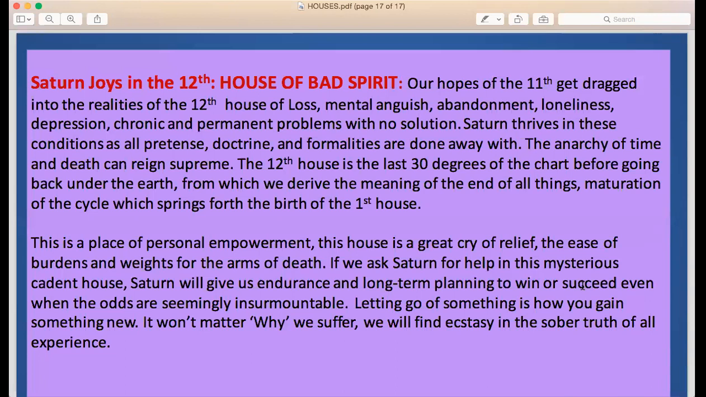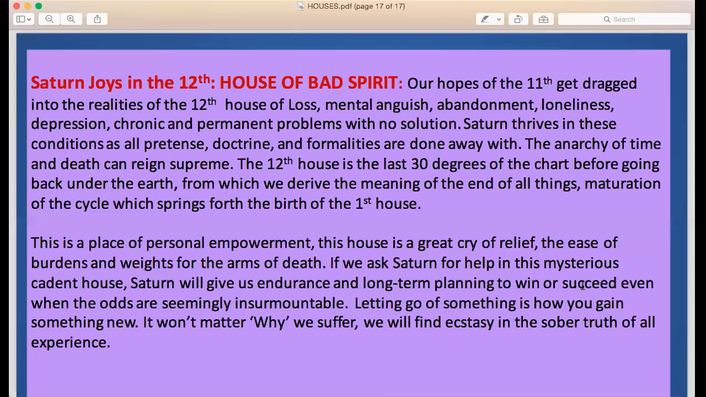It's like, I will be happy in any condition because I am inherently myself. I have so drawn my energy and contracted my energy within myself that in all conditions, pretense, doctrine, and formalities must be done away with. Saturn is generally seen as being kind of like the anarchy of time and death. So how it disrupts your plans, right?